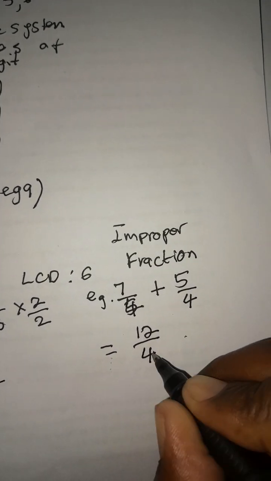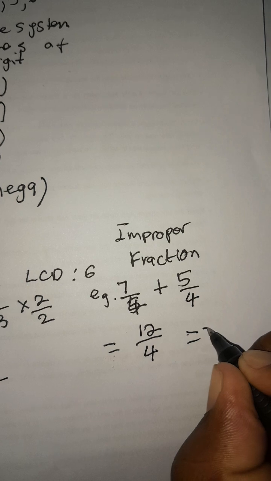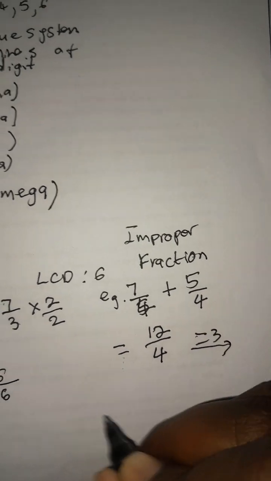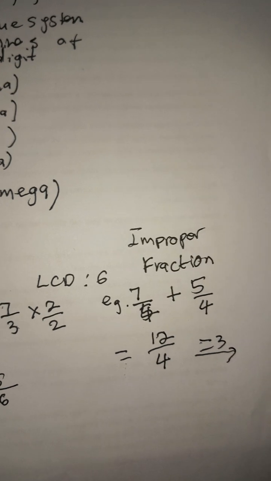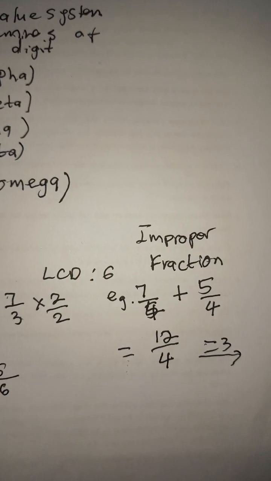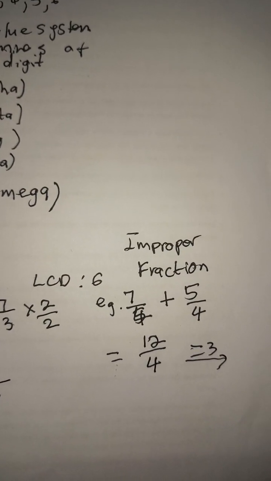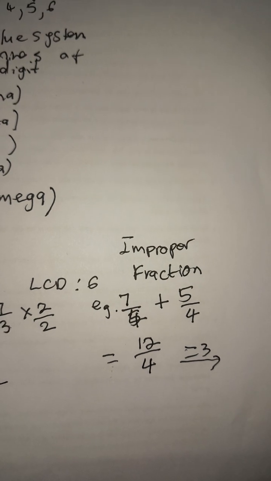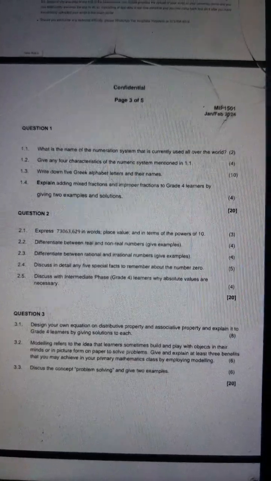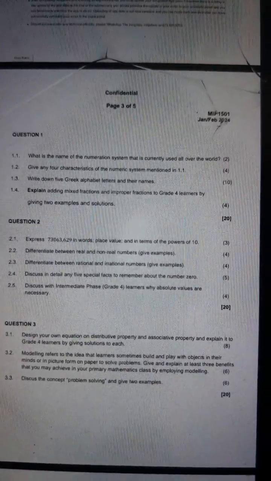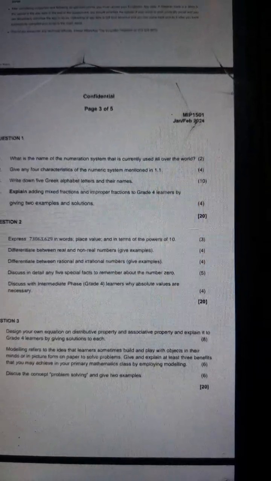Then how many times does 4 go into 12? It goes 3 times. So we get marks on this, right? I hope, guys, it does make sense. So we can go to question 2 now. At question 2, they said express 73,063 and 629 thousandths in expanded form.